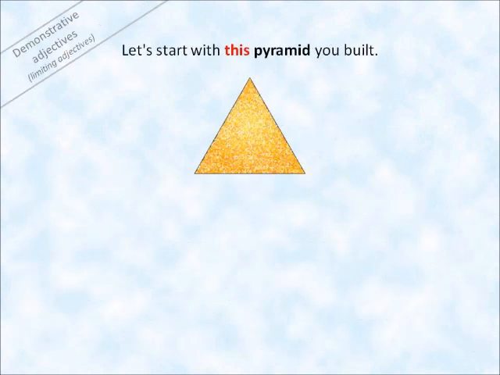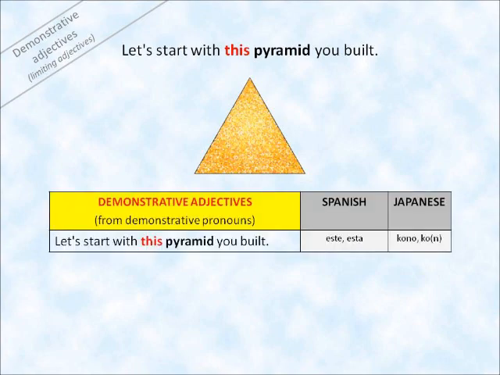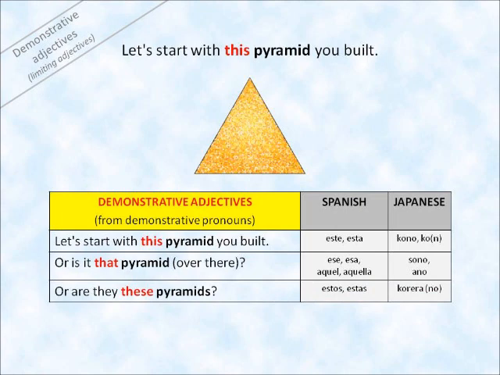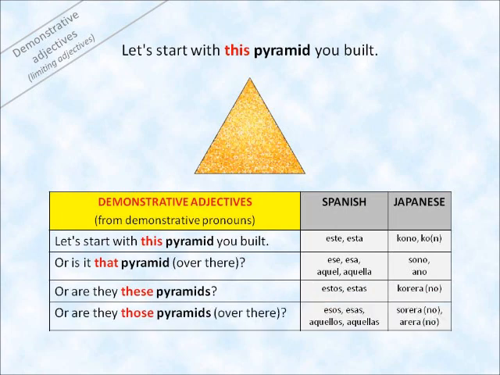Let's start with this pyramid you built. This is a demonstrative adjective. By itself, it would be a demonstrative pronoun. Or is it that pyramid? Or are they these pyramids? Or are they those pyramids over there?